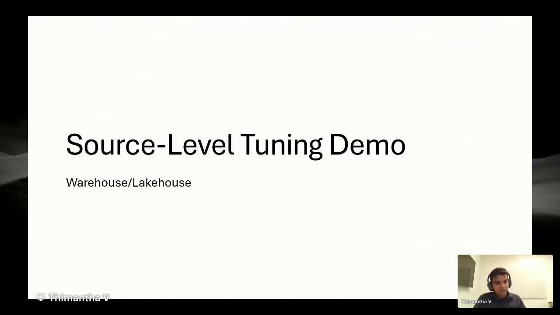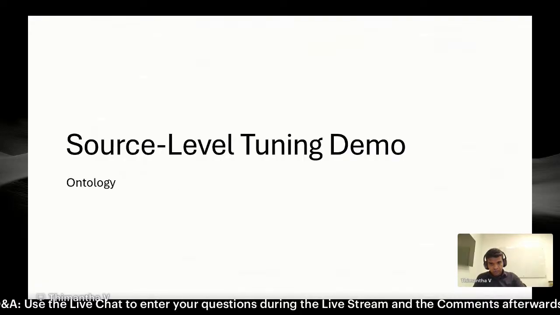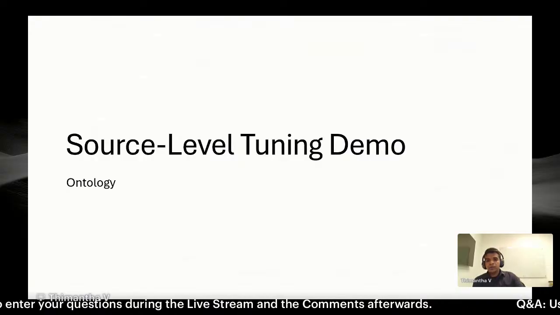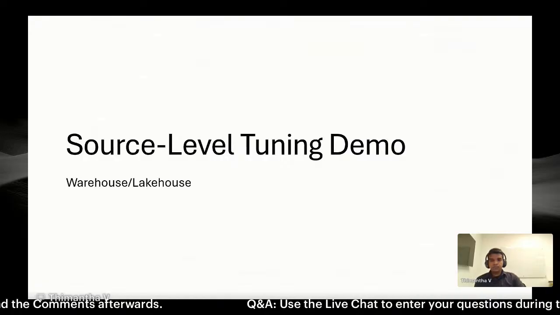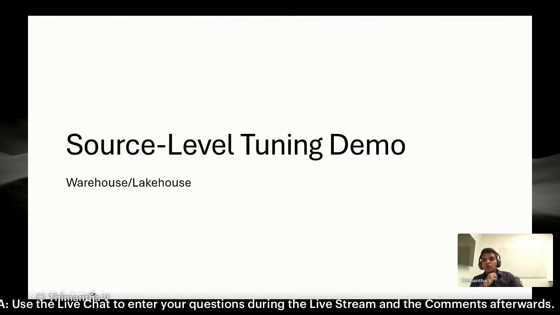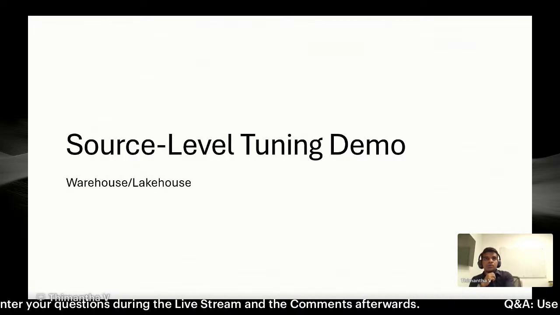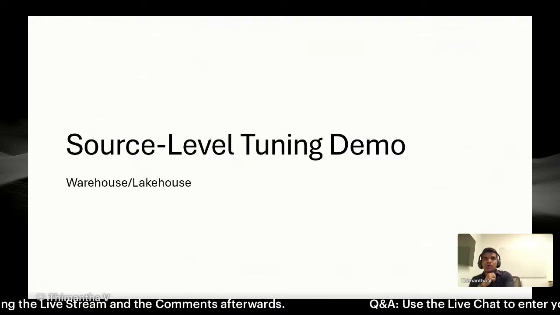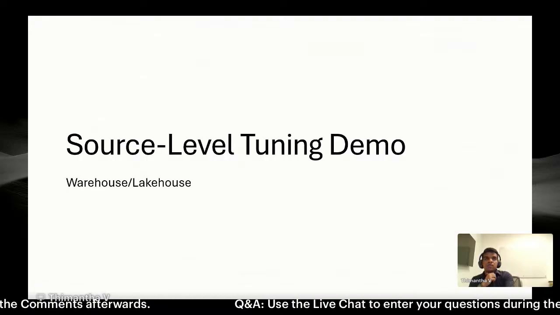Now, in terms of source level tuning, firstly, I'll be covering the source level tuning for the warehouse, so simply the lake house. And secondly, I'll focus on the source level tuning for other items like the semantic model, and also a bit of direction with the ontology. That's pretty much what it's looking like. So looking at the warehouse and the lake house, it has its own setting. So simply, I would say features for source level tuning.